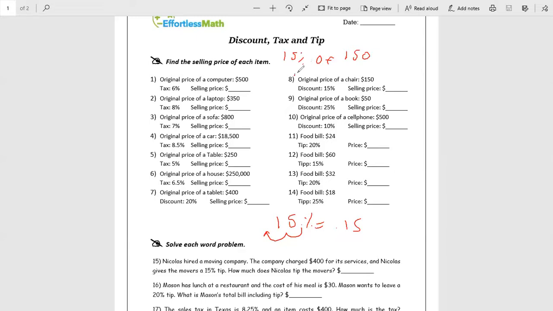We have 0.15 multiplied by 150. And that gives us 22.5. We're saving money, so we subtract that from the 150. And our selling price is 127.5.